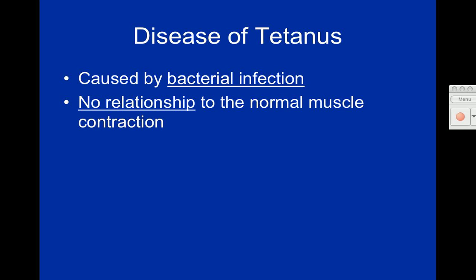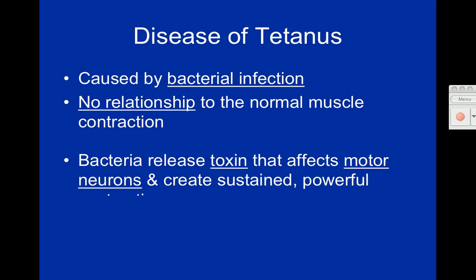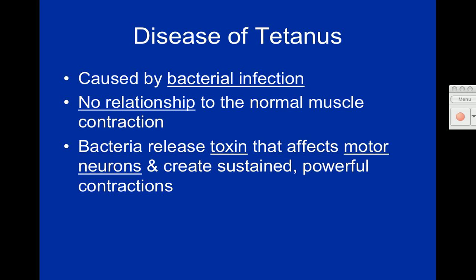And what happens is that the wound will actually seal over very easily, and it will trap that bacteria inside, oftentimes in an area where there's very little oxygen. So they're happy as clams. They've got a nice warm environment with a lot of nutrients, and they're protected. So they will start to do what the little bacteria do and create this disease. They release a toxin, and this toxin affects our motor neurons. What this toxin does is create very sustained and powerful contractions.